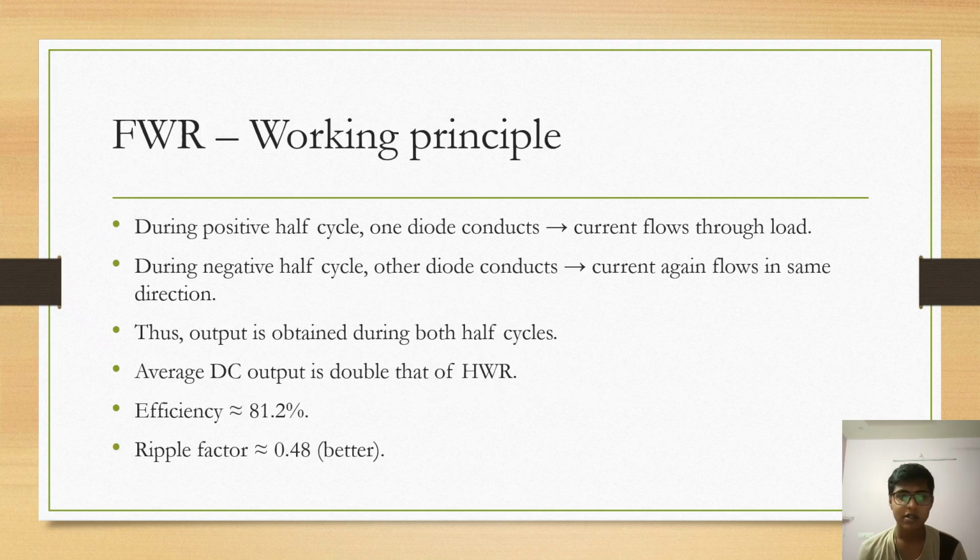Its working principle: during the positive half cycle, one diode conducts and current flows through the load. During the negative half cycle, the other diode conducts and current again flows in the same direction. Thus output is obtained during both half cycles. Average DC output is double that of the half wave rectifier. Efficiency is about 81.2%. Ripple factor is 0.48, which is better than the half wave rectifier.